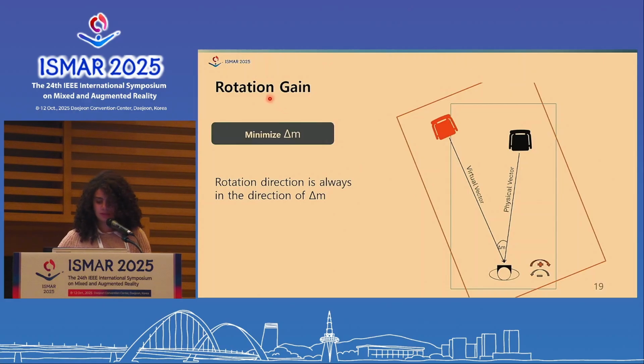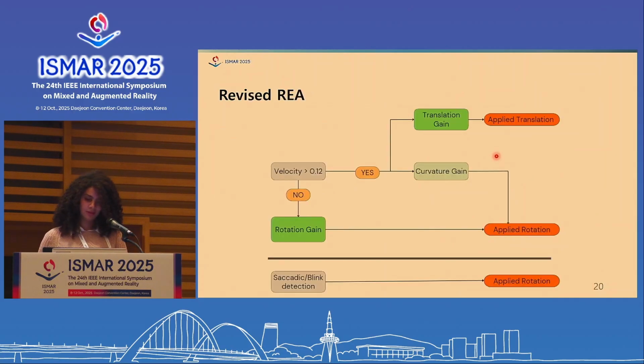For rotation gain, it was always used in a way to minimize delta M. So we always rotate the environment in the direction of delta M to minimize the distance between the two targets. Again, this is how it looks, and our main modifications were in the rotation gain and the translation gain. Curvature gain still relied on the resultant vector from the negative gradient, and in parallel, the saccadic redirection was running in order to reduce the misalignment.